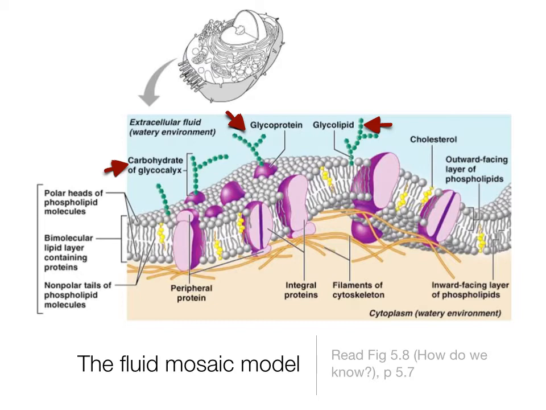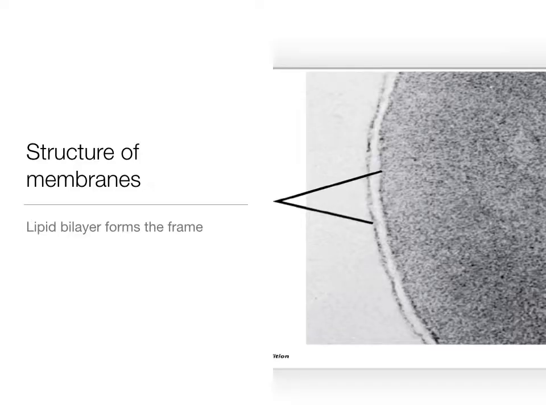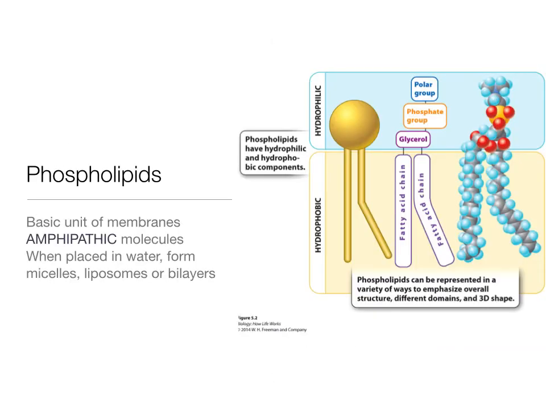Now we will review all the elements one by one, so let's have a closer look at the lipid bilayer that forms the frame of the membrane. The most important lipid forming the membrane is called a phospholipid. It is not the only one found in membranes, but it's the only one we will see in this class. It is a molecule that is called amphipathic because it contains a hydrophilic side and a hydrophobic side. The general organization of the molecule is always the same.